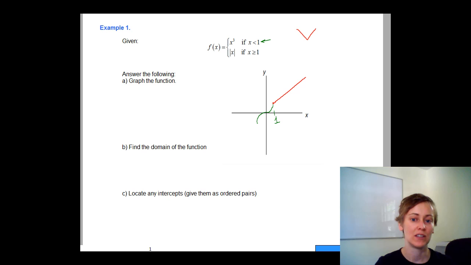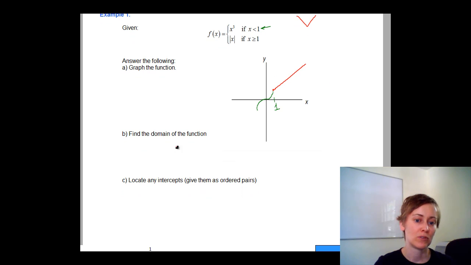Next question, find the domain. Well, the domain, as before, means the x values. So you look to see, are there any x values that aren't reached? And the fact remains that there's no problem. So the domain is all real numbers. You're going from negative infinity up to positive infinity.